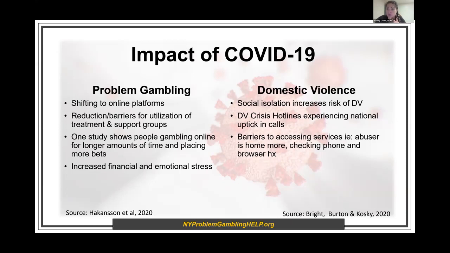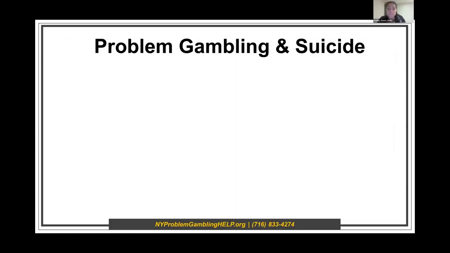We also saw, similar to problem gambling, barriers to accessing services, right? If you're with an abusive partner or abusive family member who's using power and control tactics with you, and you're with them all day, they might be looking at your phone, tracking what you Google, tracking who you contact, tracking your browser history. So that does present a serious barrier to getting information and getting help. So that likely led to the increase we saw in domestic violence incidents during the pandemic as well.